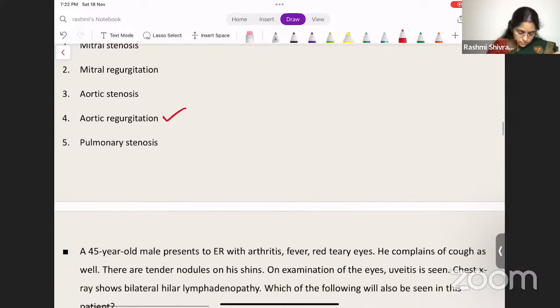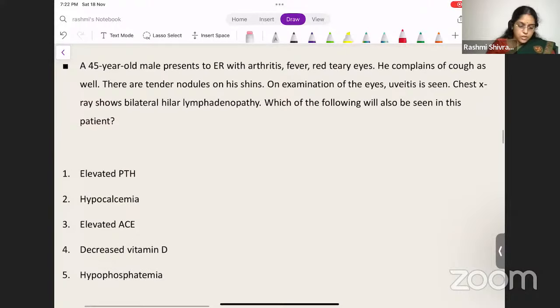Okay? Yes. Next question. A 45-year-old male presents to the ER with arthritis, fever, red teary eyes. He complains of cough as well. There are tender nodules on his shins. On examination of the eyes, uveitis is seen. Chest X-ray shows bilateral hilar lymphadenopathy. Which of the following will also be seen in this patient?